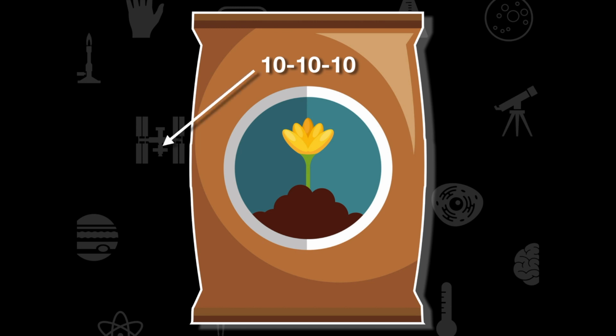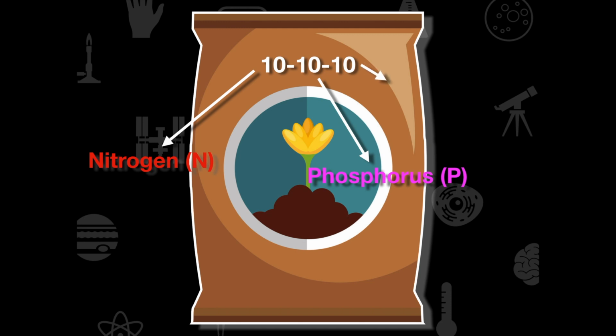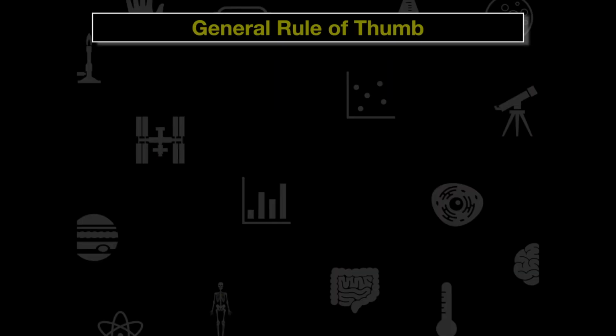So the first number is going to represent the nitrogen, the percent of nitrogen in that bag. The second is going to represent the phosphorus. And then the third is going to represent the potassium. And each of these three individual elements is going to have a very key and important purpose when the plant is growing. Now, as a general rule of thumb, these are what these three nutrients or elements are going to do.